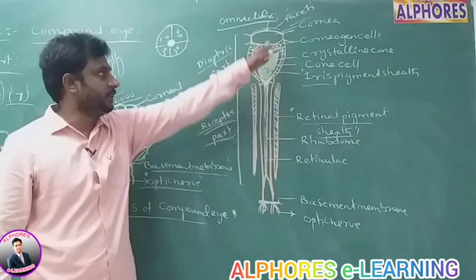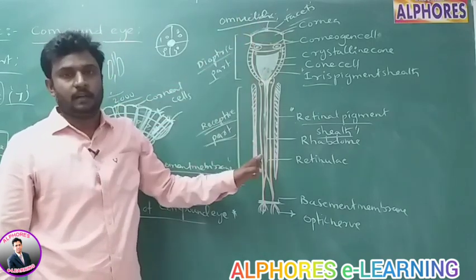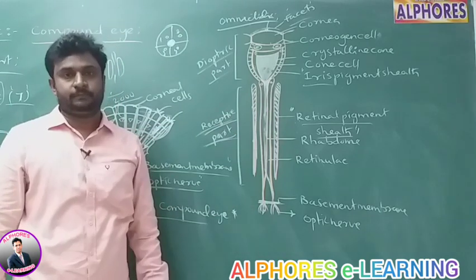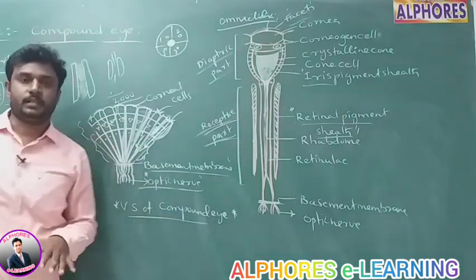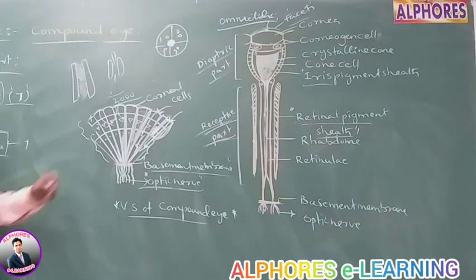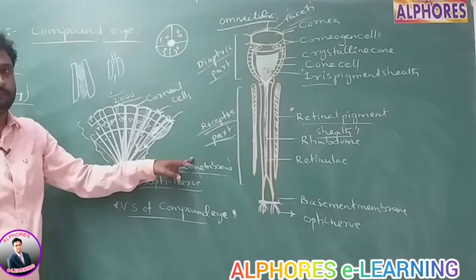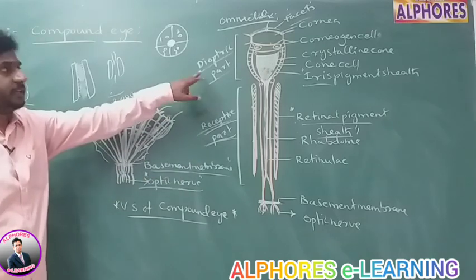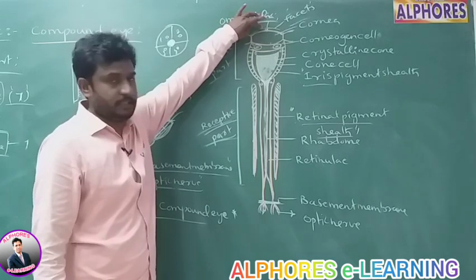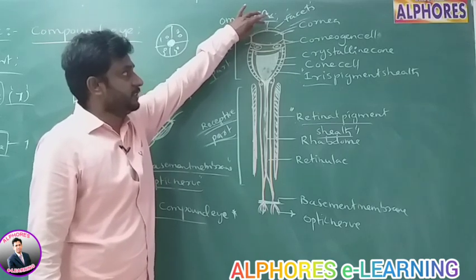This ommatidia receive the light which is coming from the cornea, due to the presence of this type of sheath. Okay, so this is the structure of the compound eye. The compound eye has two regions which are called the dioptric region and the receptive region. The dioptric region consists of the cornea. The cornea is covered with a plate which is called a facet.